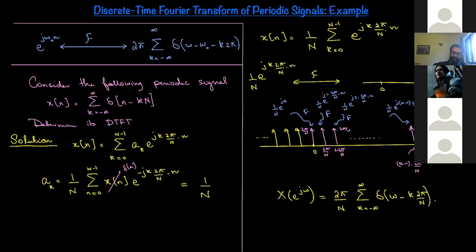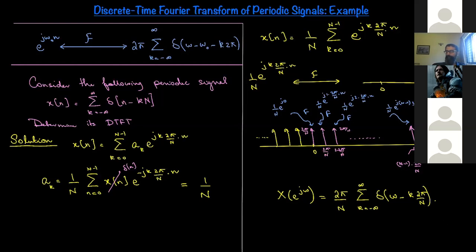And similar to the continuous time case, once again, the Fourier transform of a train of impulses in discrete time is also a train of impulses. Okay? Any questions here?